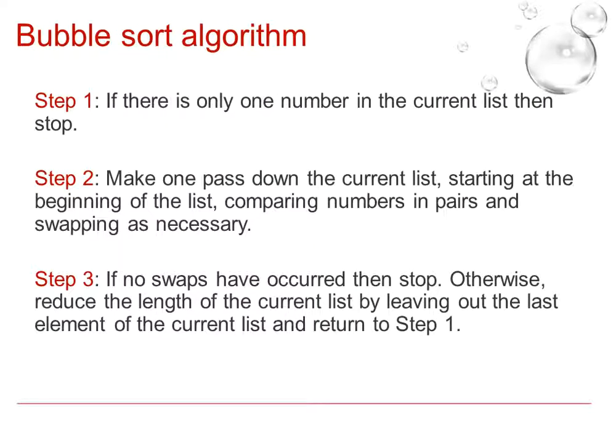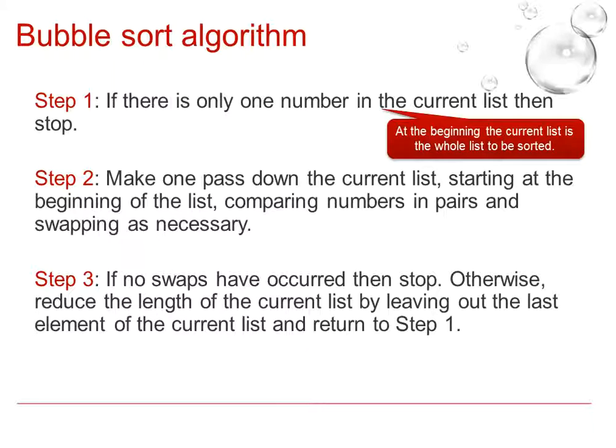The bubble sort algorithm. Step 1. If there is only one number in the current list, then stop. Step 2. Make one pass down the current list, starting at the beginning of the list, comparing numbers in pairs and swapping as necessary. Step 3. If no swaps have occurred, then stop. Otherwise, reduce the length of the current list by leaving out the last element of the current list and return to step 1. At the beginning, the current list is the whole list to be sorted.